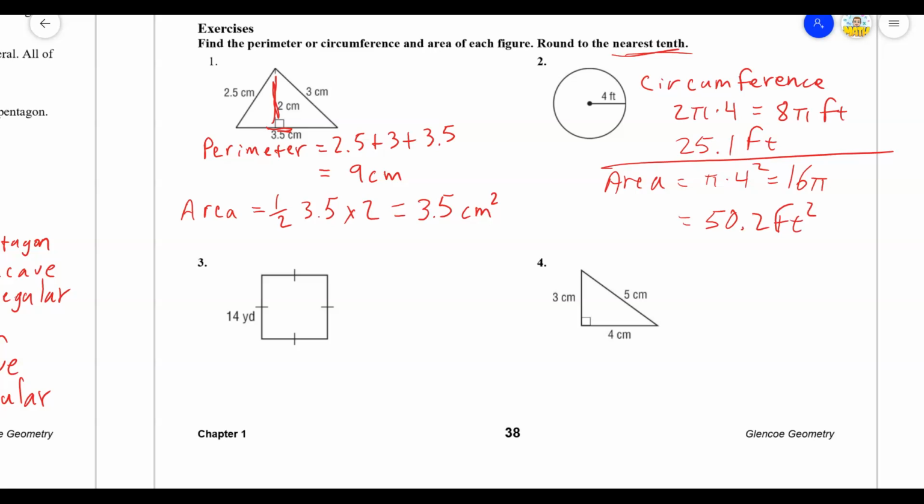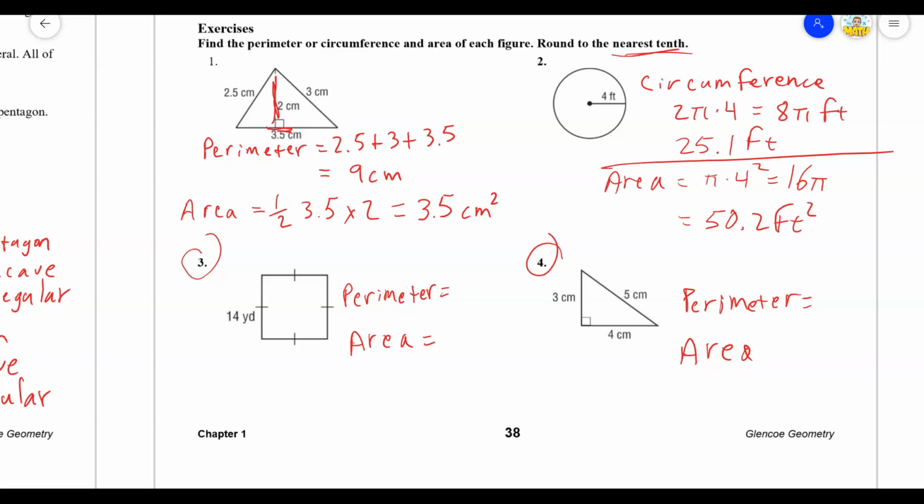Okay, so next, we don't have any circles here, so tell me the perimeter and the area for each of these. Okay, let's answer each of those in the Edpuzzle.